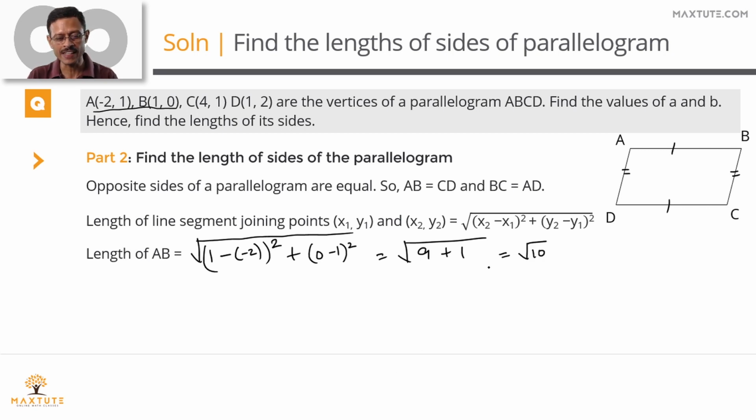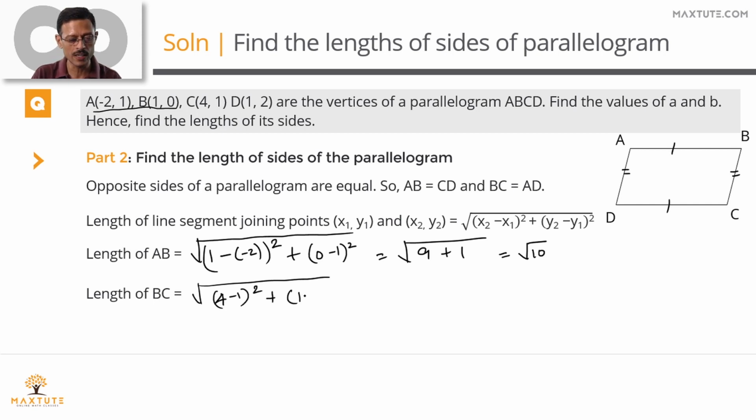Let's find out the length of line segment BC. Length of line segment BC will take (x2, y2) as the coordinates of C and (x1, y1) as the coordinates of B. So we'll run through the same exercise again. (x2 minus x1) in this case will be (4 minus 1) the whole square plus (y2 minus y1) will be (1 minus 0) the whole square. This is equal to under root of 4 minus 1 is 3, 3 square is equal to 9, plus 1 square is 1. So this works out to root 10.